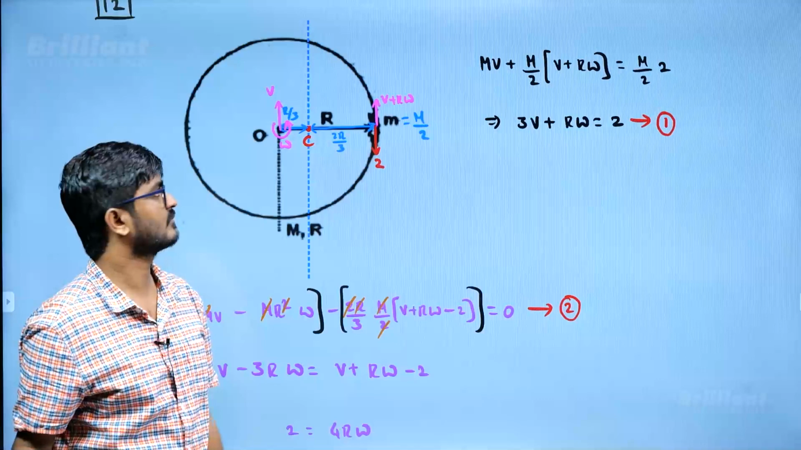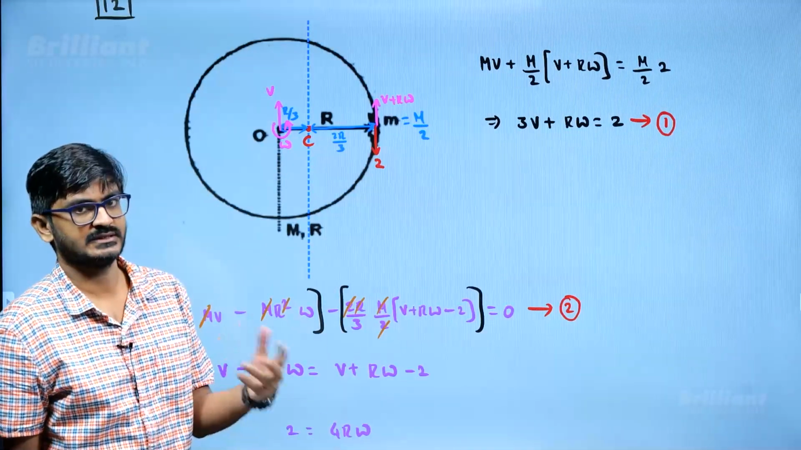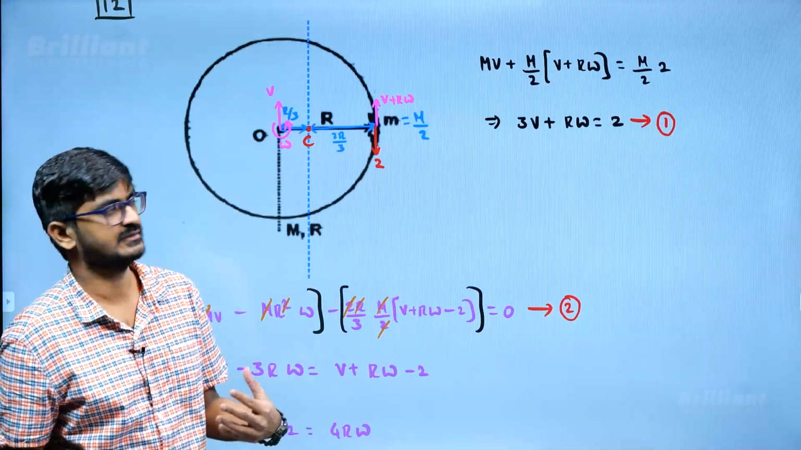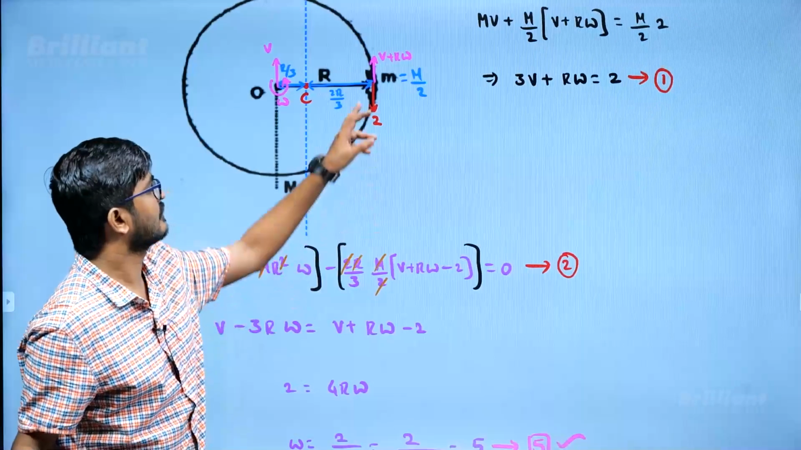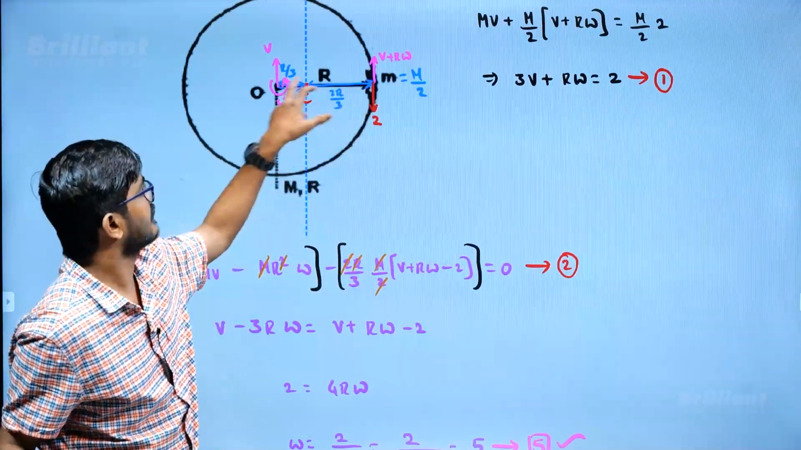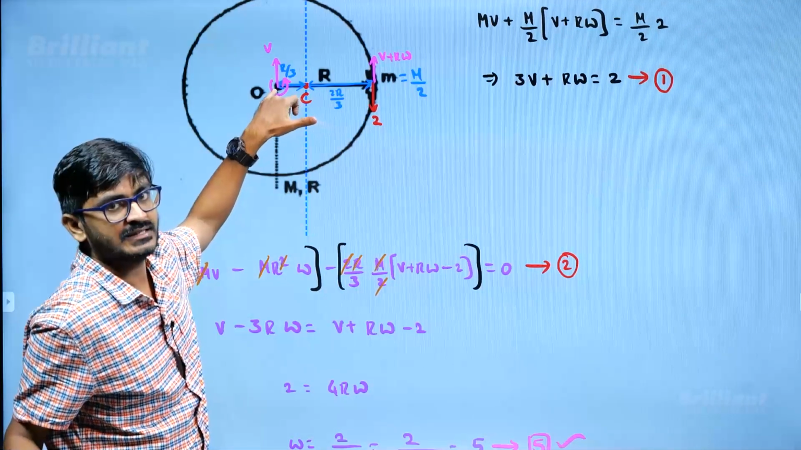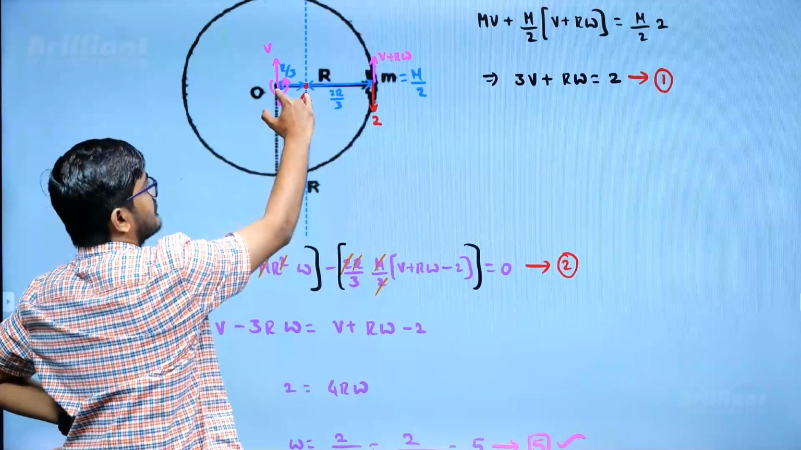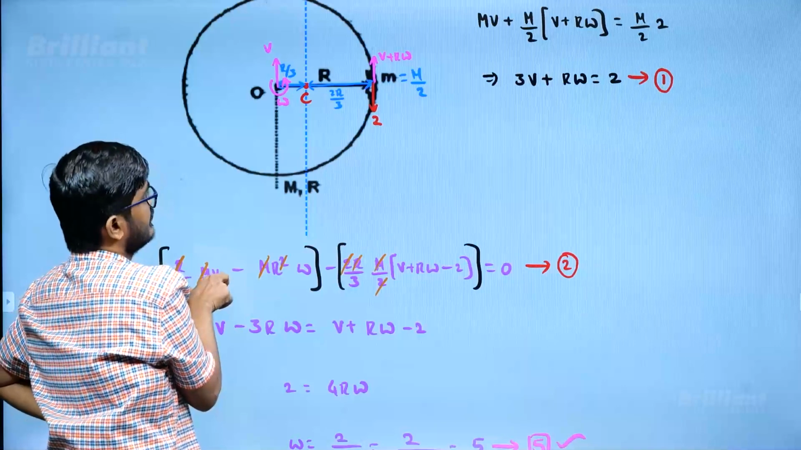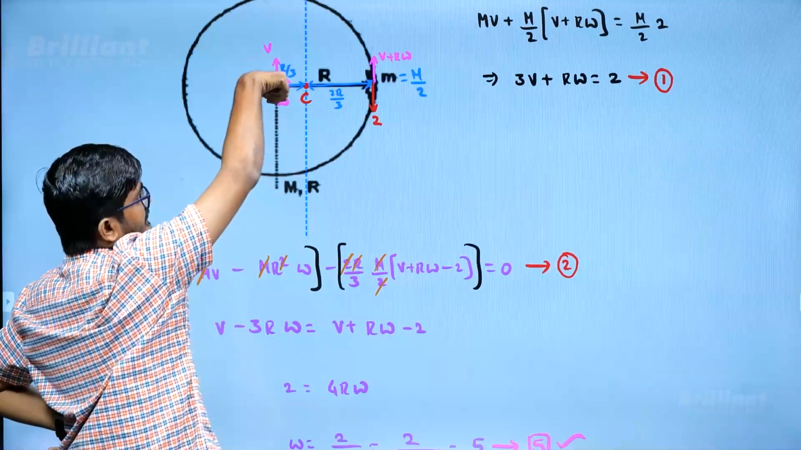By conserving angular momentum. What was the initial angular momentum of the system? 0. Final angular momentum also must be 0. Now angular momentum of the ring is going to be angular momentum of center of mass and about center of mass. Now of center of mass will be r by 3 into mv, that is in this direction, I am taking it as positive.